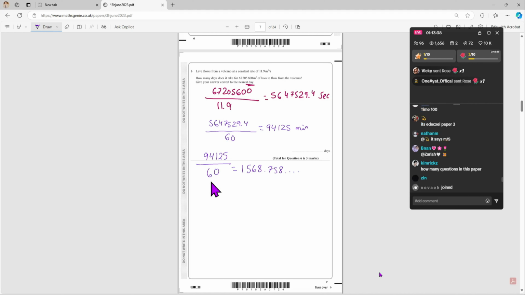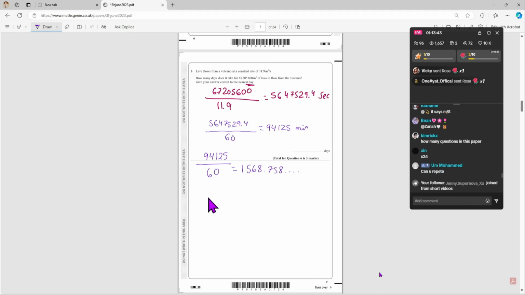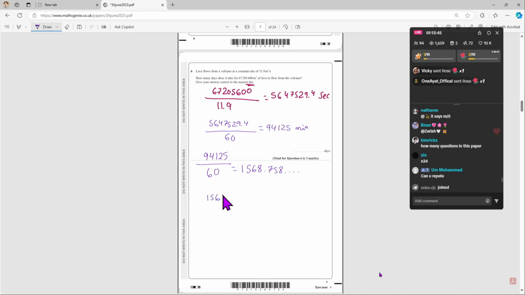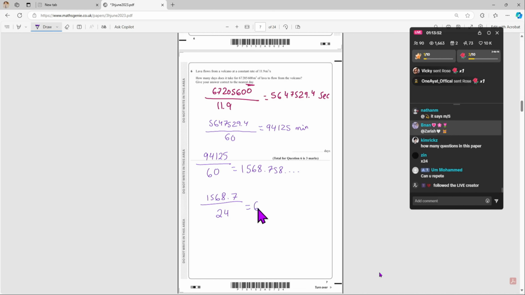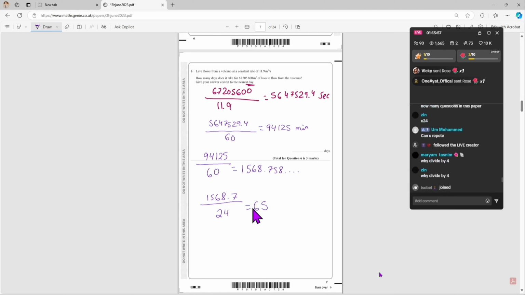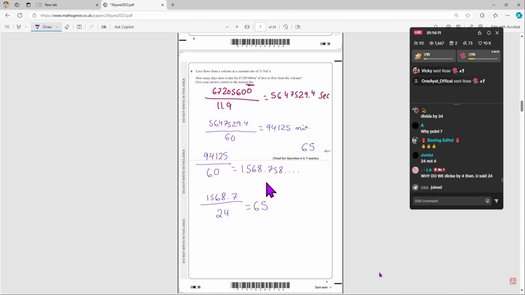And then lastly, you have to divide this answer by 24. So you will have 1,568.7 divided by 24 to get 65 days, okay? 65 days, and that is just going to be your answer, okay? 65 days. And remember, we need to round it. You basically get a long decimal, then you round it to the nearest day, okay?